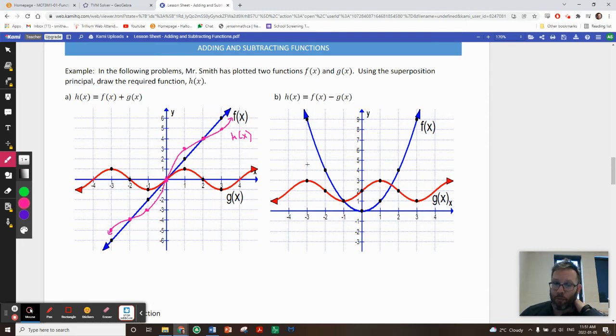9 subtract 3 is 6. 4 subtract 2 is 2. Here, 1 subtract 1 is 0. 0, remember we're subtracting blue from red. 0 subtract 2, -2. 1 subtract 3, also -2. 4 subtract 2 is 2. And finally, 9 subtract 1 is 8.